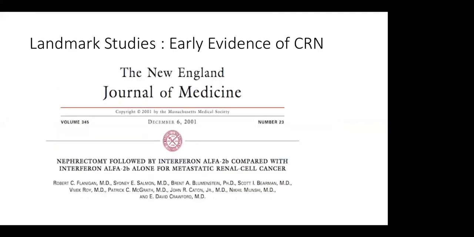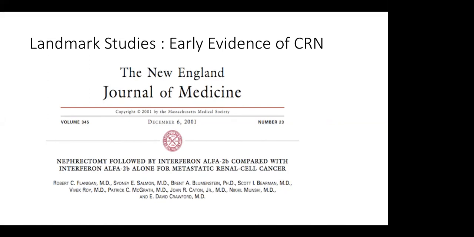So with cytoreductive nephrectomy, there were a couple of landmark studies from over a decade back, more than that, done by EORTC as well as Southwest Oncology Group. One of them was in the New England Journal of Medicine, and they were all based on the previous immunotherapy era. Now we have a new immunotherapy era, as you must be reading about and seeing in your clinical practice.